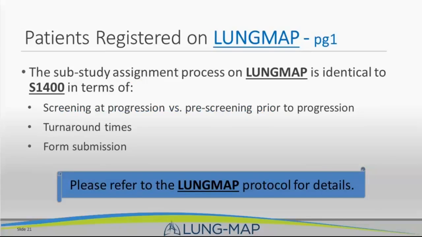One change that will be discussed later on is that the new LungMap protocol will only have a single consent for all patients, so there will not be separate consents for screening versus pre-screening. However, we still will ask for the status of the patient during the registration process, and whether they're screened at progression or pre-screened will continue to impact the timing of when they will receive the biomarker results and sub-study assignment. The turnaround times and form submissions will be pretty much identical to S1400, and all these details are laid out in the LungMap protocol.